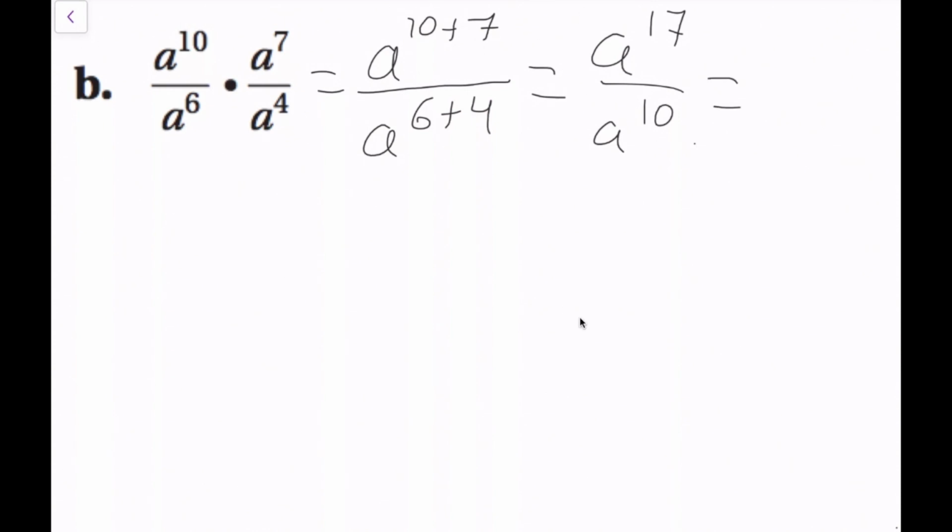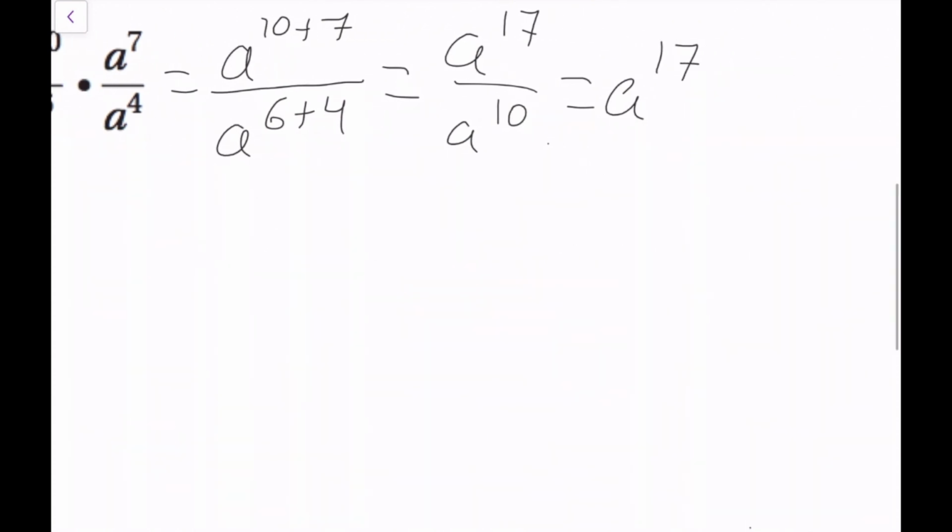And now, since I have a fraction with the same base, I can just subtract these. So this becomes a to the 17 minus 10, and that simplifies to a to the 7th. And this is our final answer.